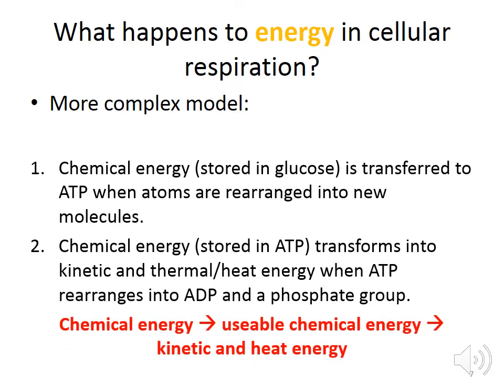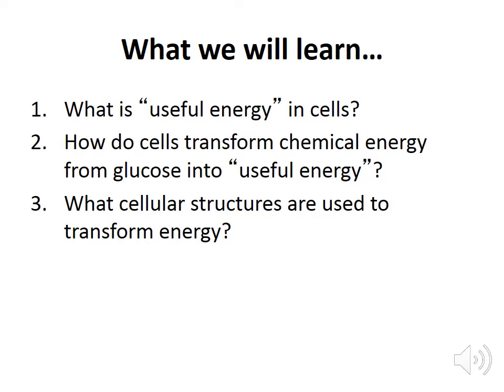So our formula is expanded now. The chemical energy from glucose transforms into usable chemical energy in ATP, and ATP can then be used for kinetic and heat energy in the body. We're going to learn what is useful energy for cells, how do cells transform chemical energy from glucose into this useful energy ATP, and what cellular structures are used to transform energy.